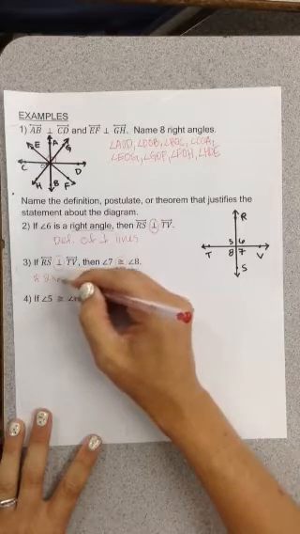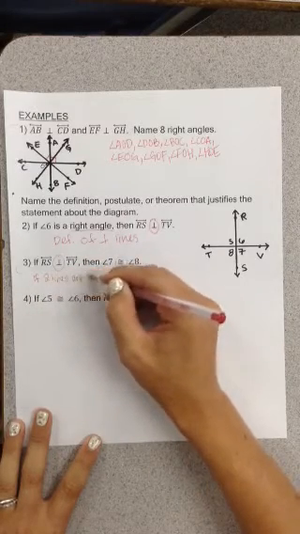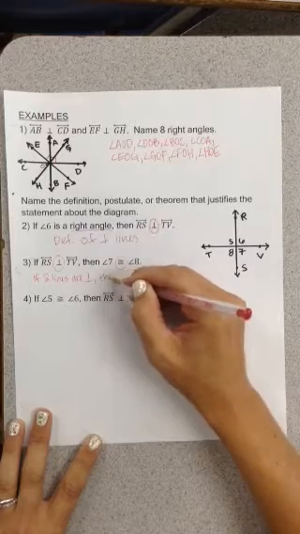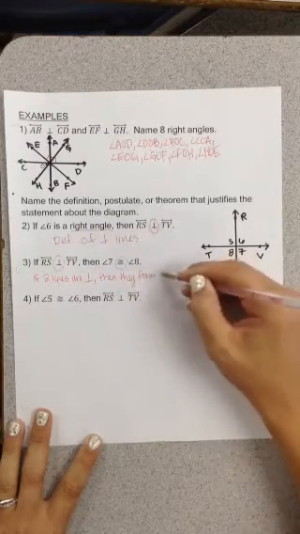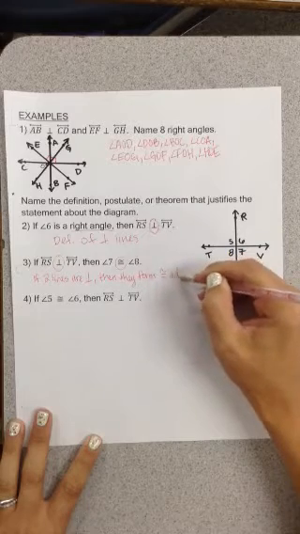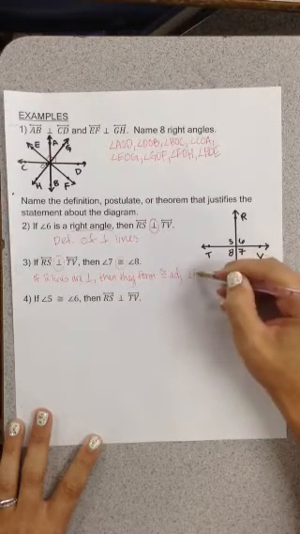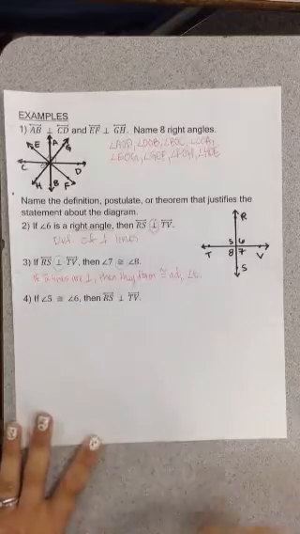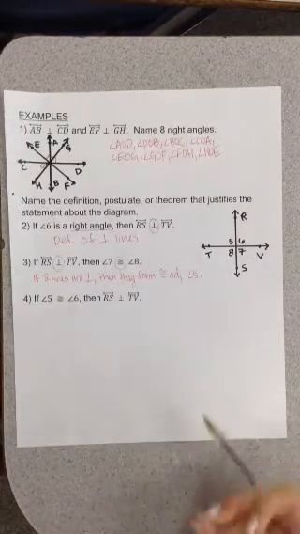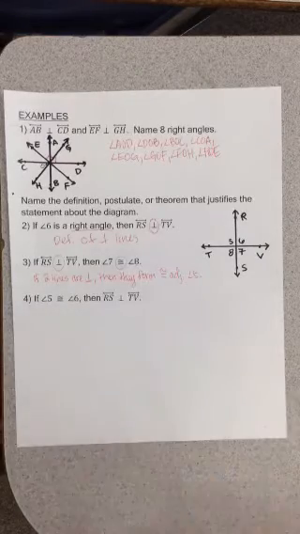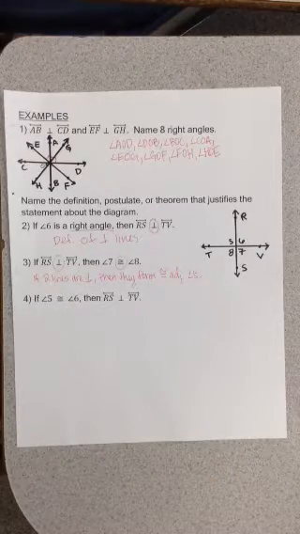2 lines are perpendicular, then they form congruent adjacent angles. You could just summarize it just like that. Notice I didn't refer to it by its theorem number though. We're not allowed to do that. We just have to summarize what it says when it doesn't have a name.